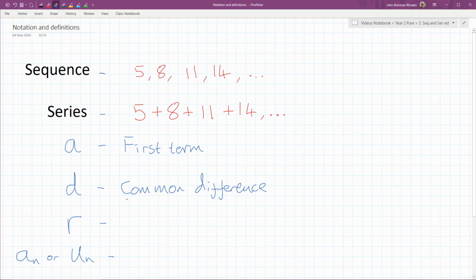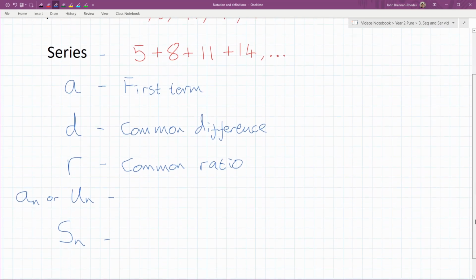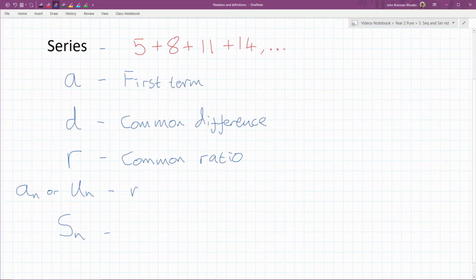And r, which we're going to see when we come to do geometric series later in the chapter, is the common ratio. We're not going to see that today. Well, we might see it today, but not in this particular video. That is when you're multiplying to get between terms. This is the nth term. Sometimes you might see u used instead of a, but they mean the same thing.